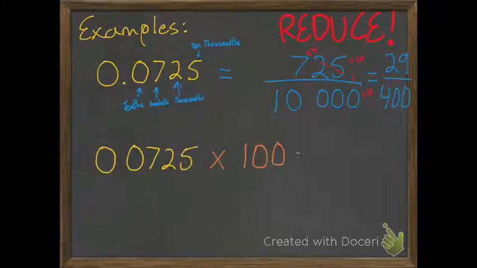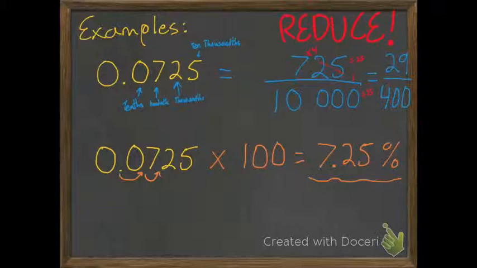Converting to our percentage, I'm going to multiply my decimal times 100, which means moving our decimal place 2 steps to the right. So I have 7.25%.